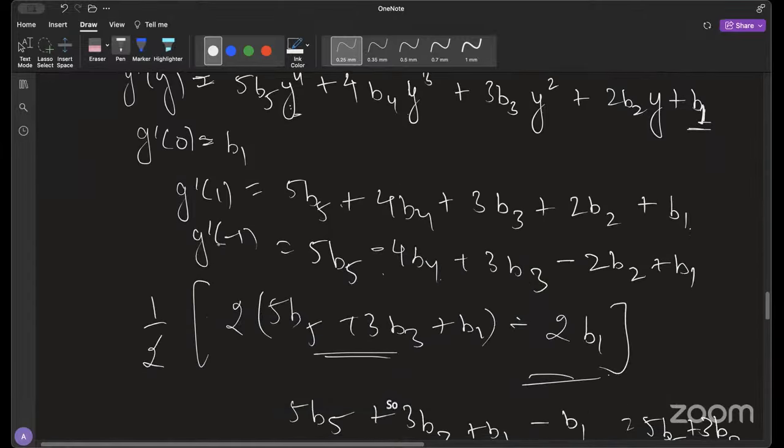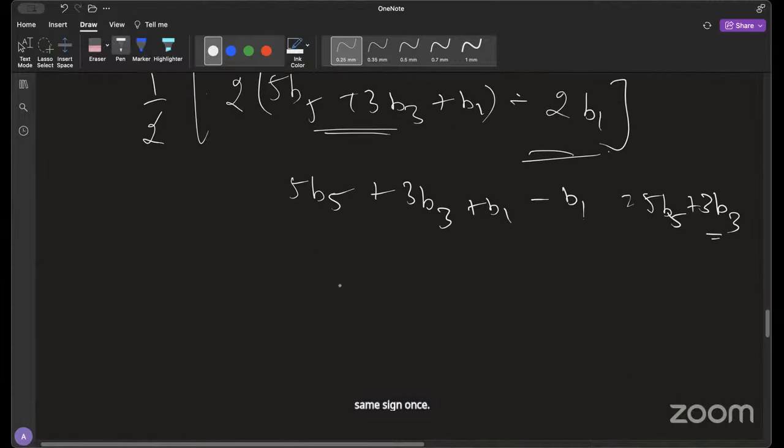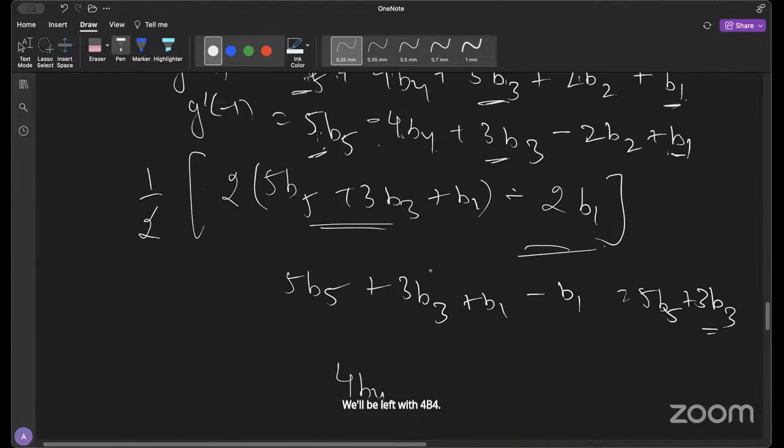So if you subtract g dash minus 1 from g dash 1, what do you get? These terms get cancelled, right? The same sign ones get cancelled and the different sign ones remain. These two terms get cancelled. These will add up, so you'll get 4b4, and this will also add up, so 2b2, and these ones will get cancelled, the same sign ones.